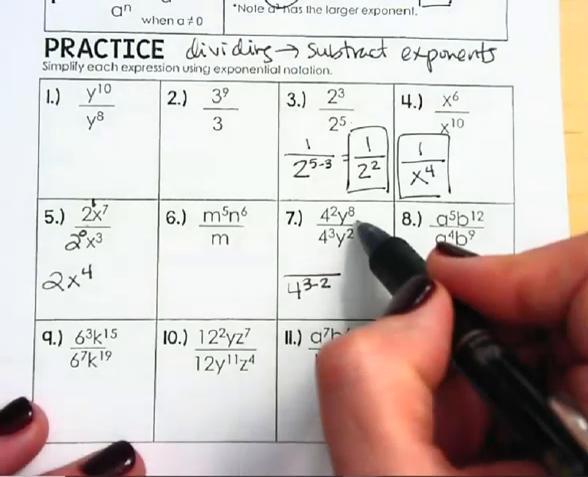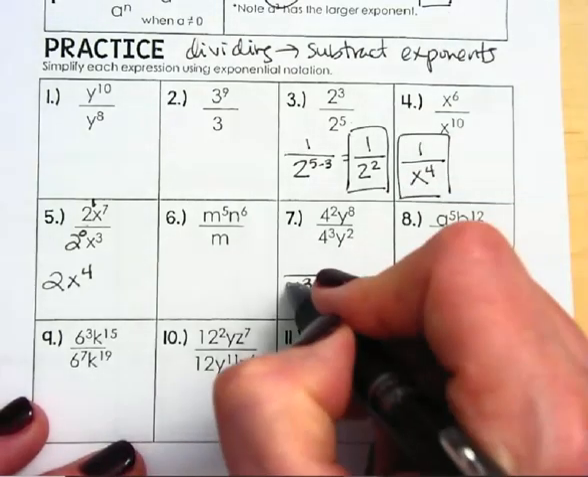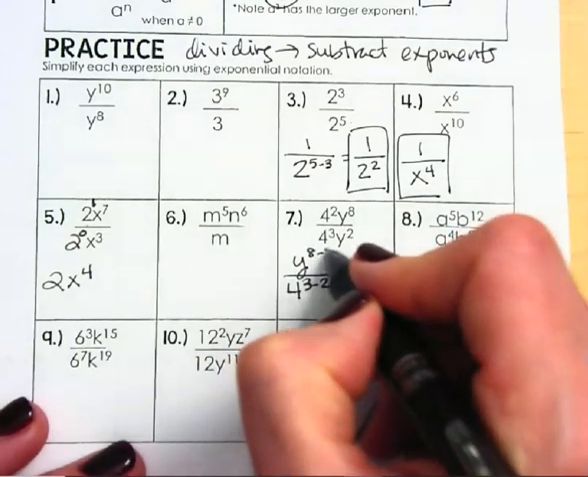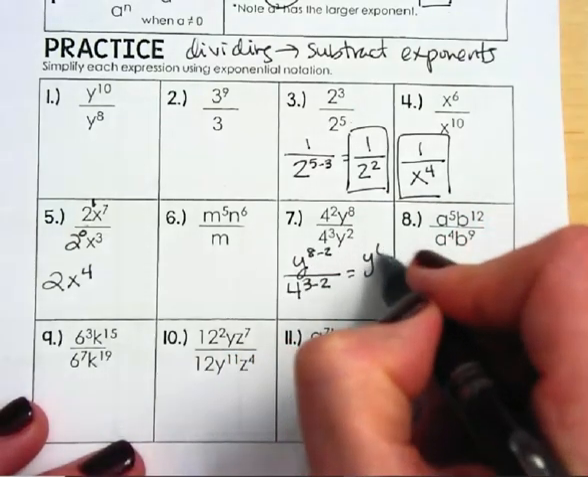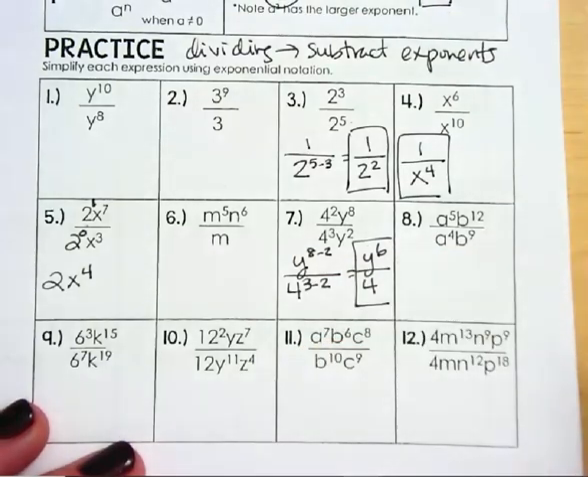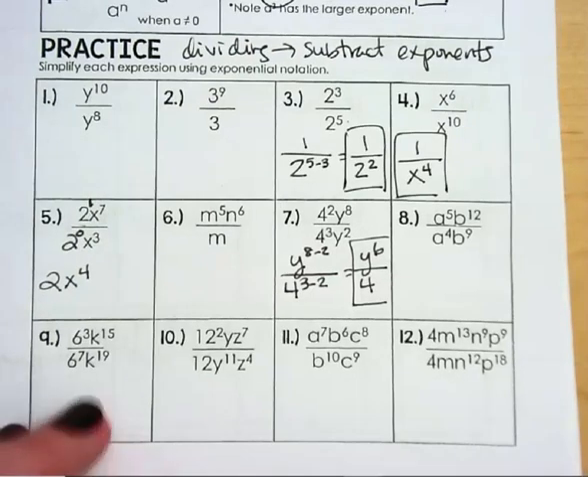And then for the y's, the bigger exponent's in the numerator on top. So I'm going to leave my y's on top and do the subtraction there. So that's going to give me y to the 6 over 4 to the 1, or just 4. Okay, I'm going to let you try the rest of those yourself. Let's look at page 3.